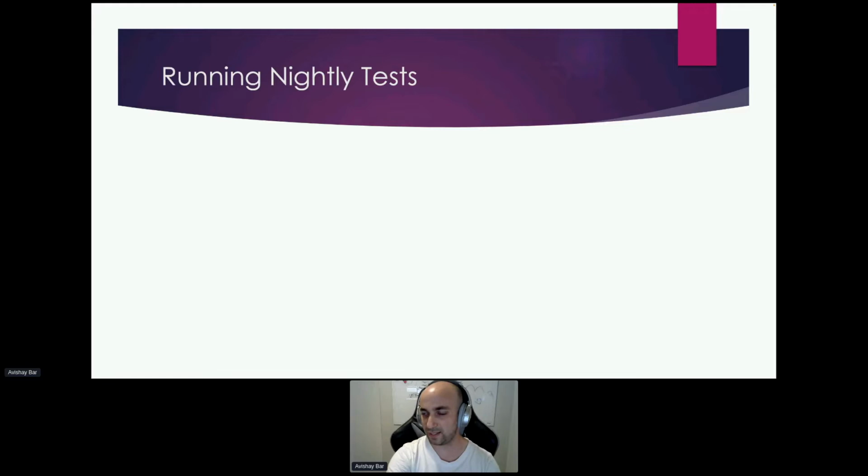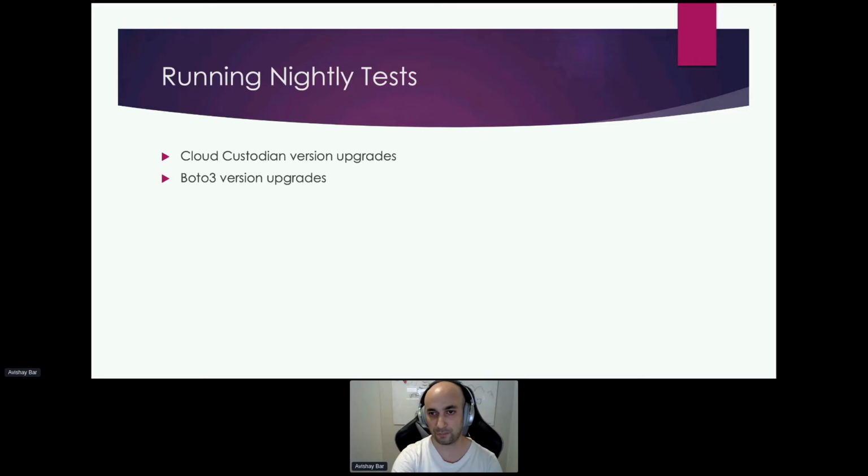So nightly testing, we're also running those to make sure that we're fine and we handle uncaught errors during the usual testing period. So Cloud Custodian version upgrades, Boto3 version upgrades, and AWS APIs, which are announced, documented, or unannounced.